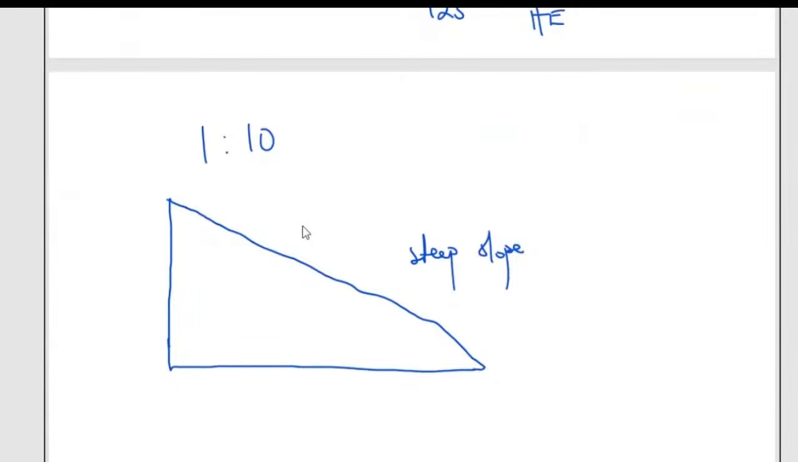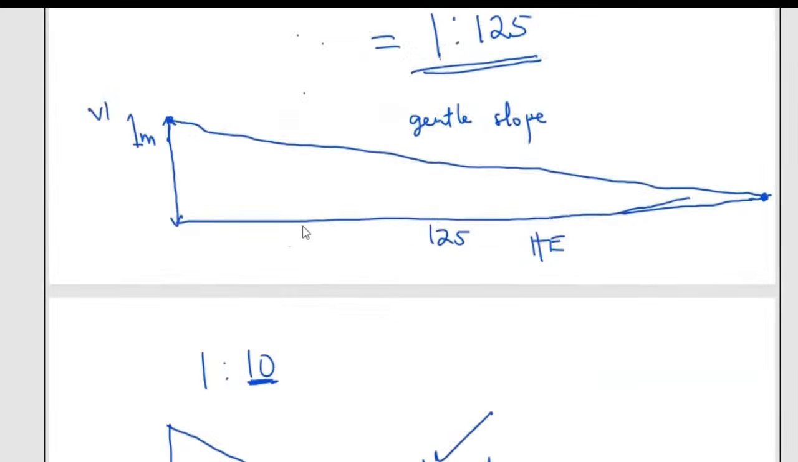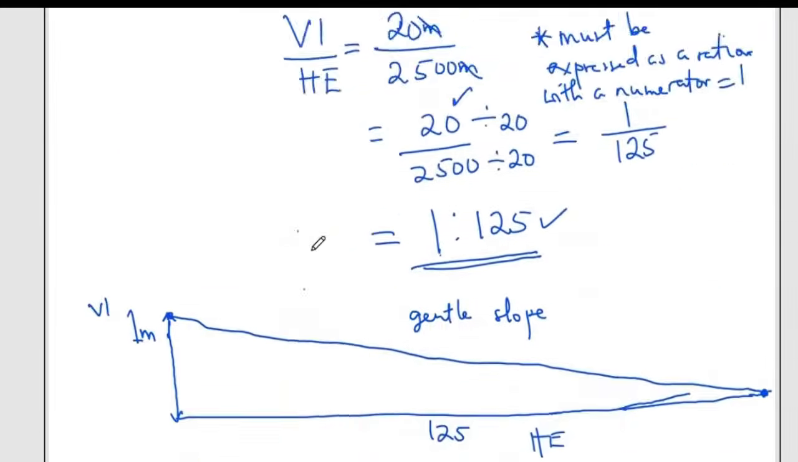So whenever you're interpreting your gradient, check the denominator. If the denominator is a smaller figure, it means it's a steep sloping landscape. And if our denominator is a bigger figure, it means it's a gentle slope. And also, by merely looking at the map, you check the contour lines between the 2 points.